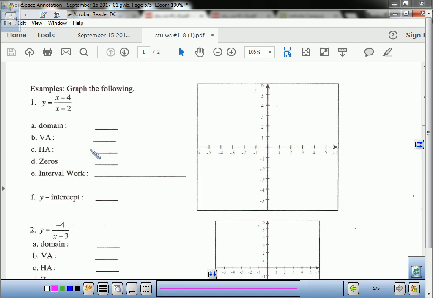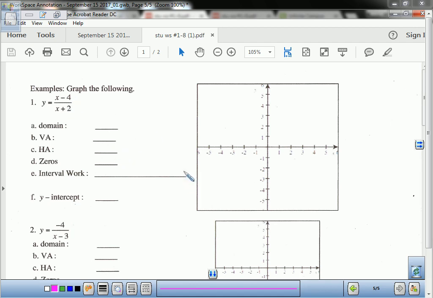Alright, so we're going to start off with a really simple rational equation here. Here's our rational function. Now, domain. Without looking at your graphing calculator. Okay. Let's find the domain. Who can tell me what I do to find the domain?